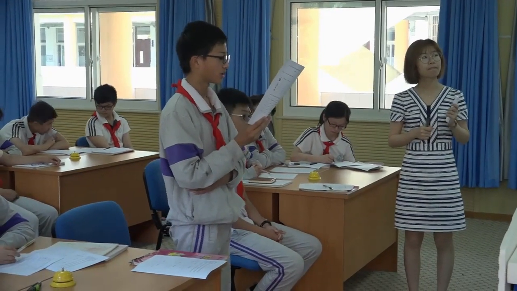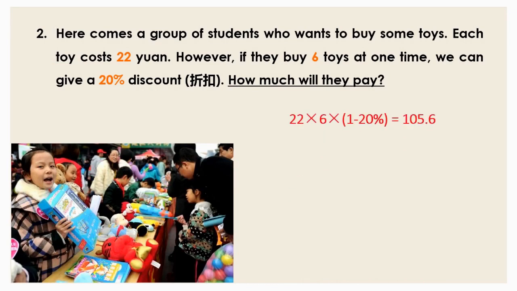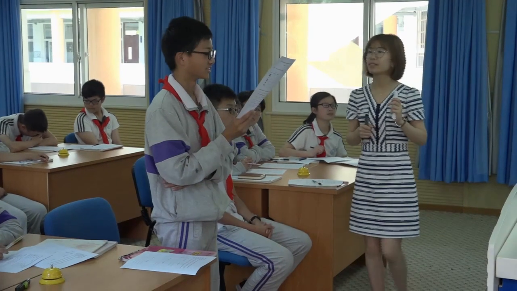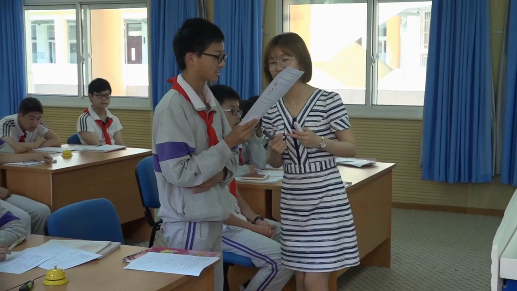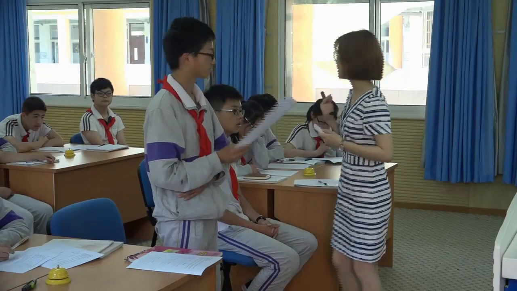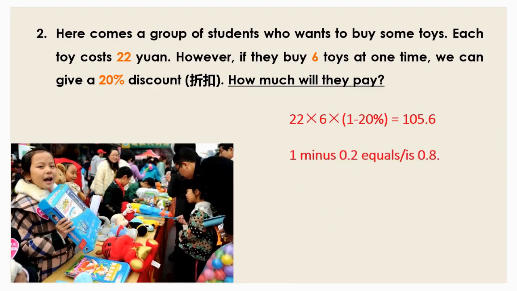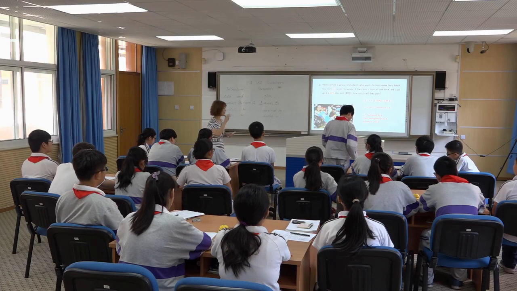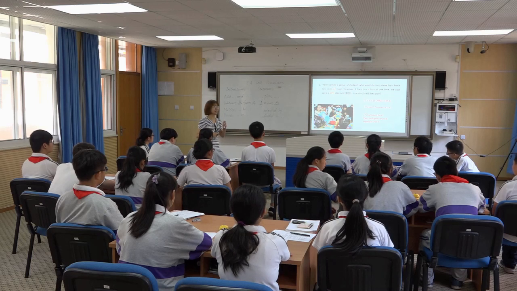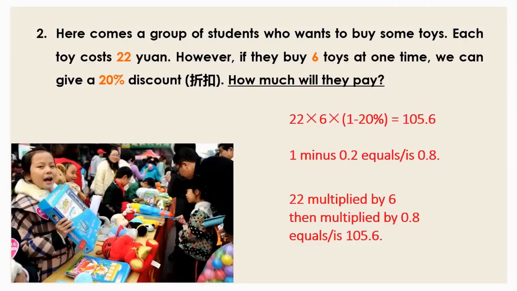22 multiplied by 6 and then multiply the 80%. Yes, 80%. That's the discount, right? Equals 105.6. 105.6. Excellent. Sit down, please. Very clear about the math.